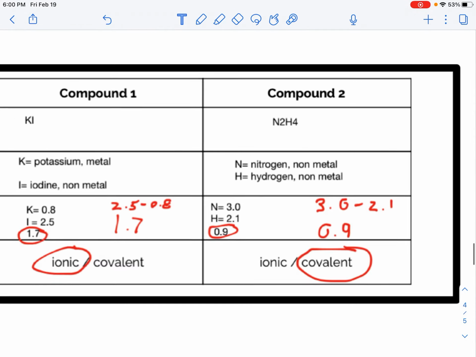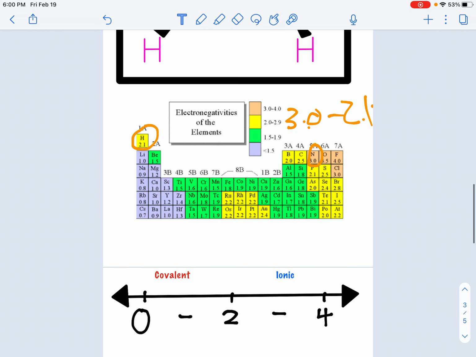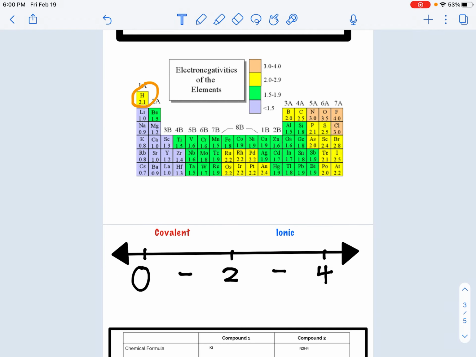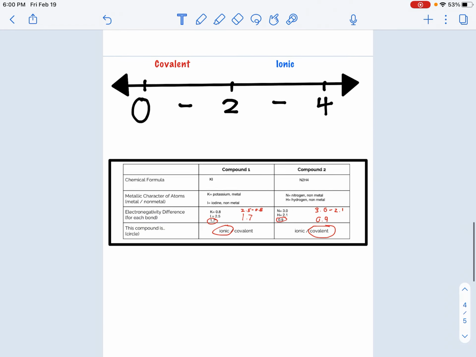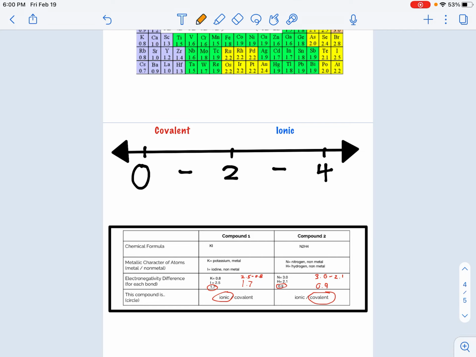I did this beforehand, so it's just easier to show you, but I just wanted to show you how you would do it. Using the electronegativity like this on an electronegativity chart will help you a lot more in figuring it out. With that, you could also figure out if it's ionic or covalent. As I told you guys earlier, it's 0.9, which would make it, you got it, covalent. And for the KI, it would be ionic because it's nonmetal and metal. That's why.